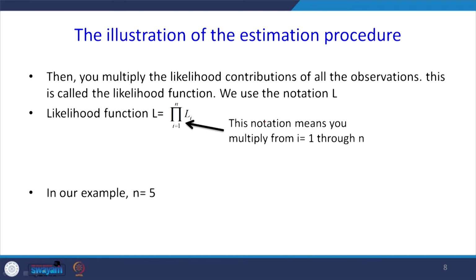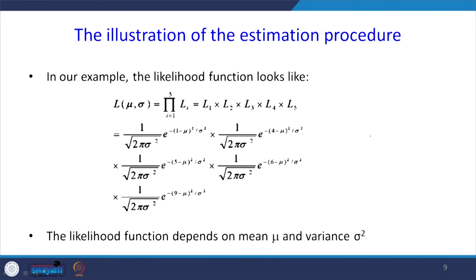So, the likelihood function is the product of Li. This notation means that you multiply from 1 to n. In our example n equals 5, so you have to multiply 5 times. That function, the likelihood function, defined with the help of mu and sigma, is the product of i equal to 1 to 5 of Li. When you expand this, it is L1 multiplied by L2 multiplied by L3, L4 and L5.